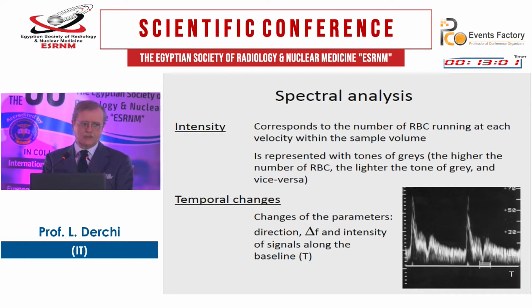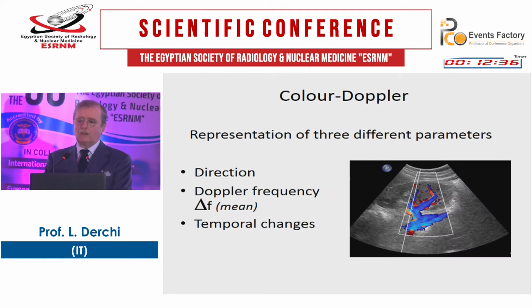Intensity of the signal corresponds to the number of red blood cells running at each velocity within the sample volume. And it is represented by the tones of gray. The higher the number of red blood cells, the lighter the tone of gray, and vice versa. And temporal changes over time along the baseline, changing of these parameters. What is color? It is a representation of 3 of these 4 parameters: direction, delta F, and temporal changes.